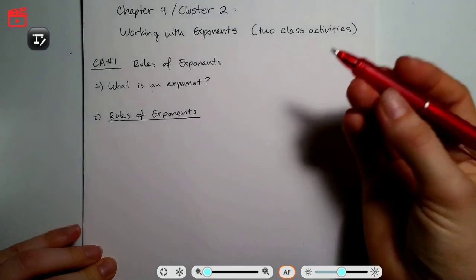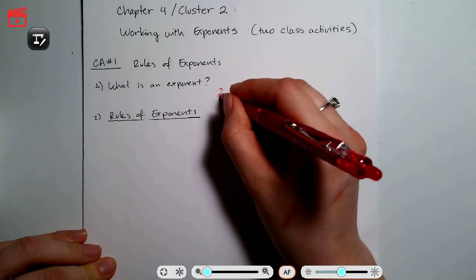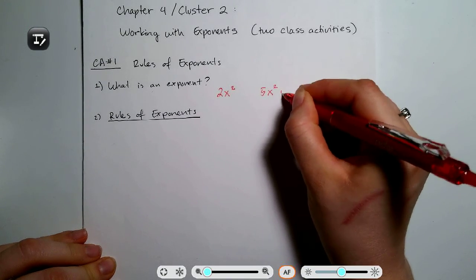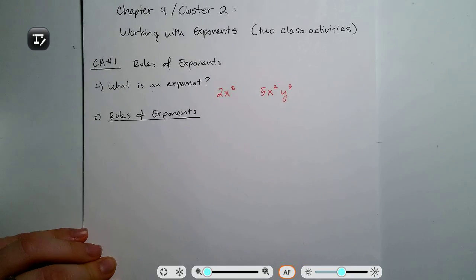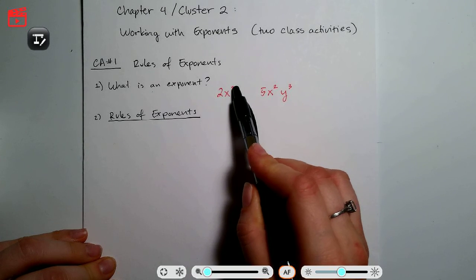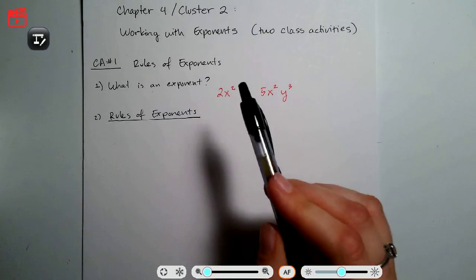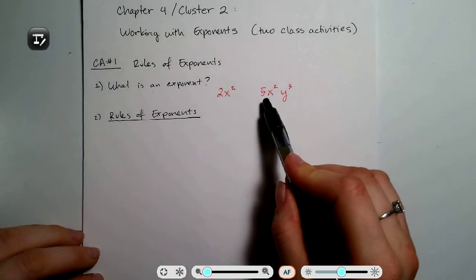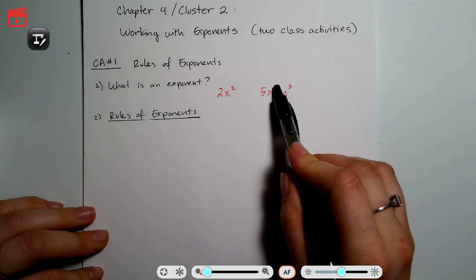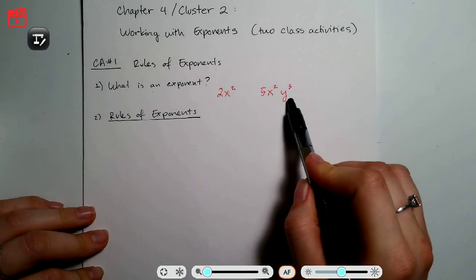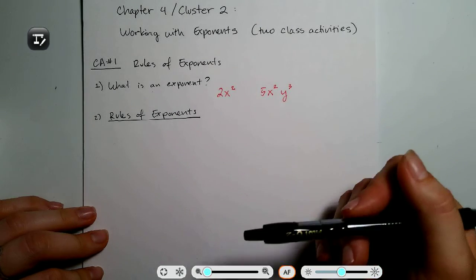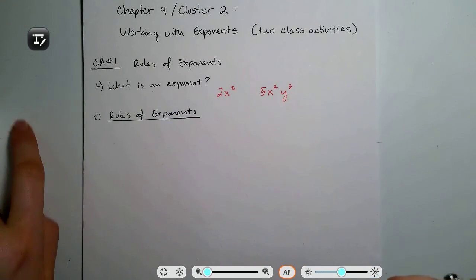Alright, so just a little reminder here. If we have 2x squared, or maybe 5x squared y cubed, what are the exponents? Well, for this term, the exponent is that 2. So we would call this x squared. For this term, the exponent on the x is 2, but we have another exponent on the y, which is 3. Okay, so the exponent is the power our variable or our number is being raised to.